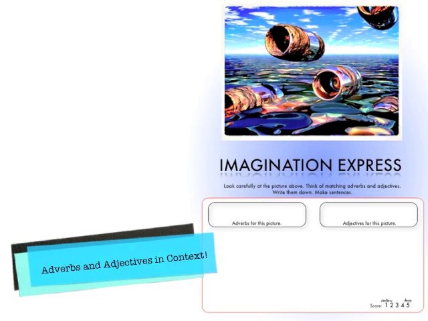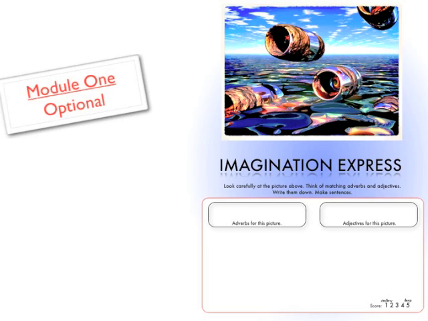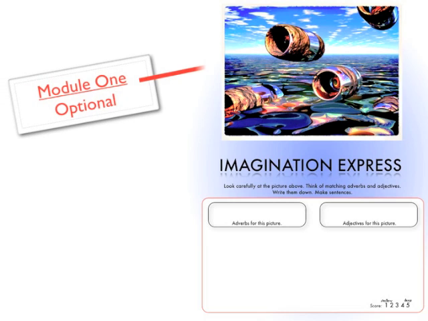Okay, so the module is finished, but we do have some optional pages. Okay, after that. Now, the optional page here is called Imagination Express. Look carefully at the picture above. Think of matching adverbs and adjectives. Write them down, make sentences. Okay? Now this is an option.